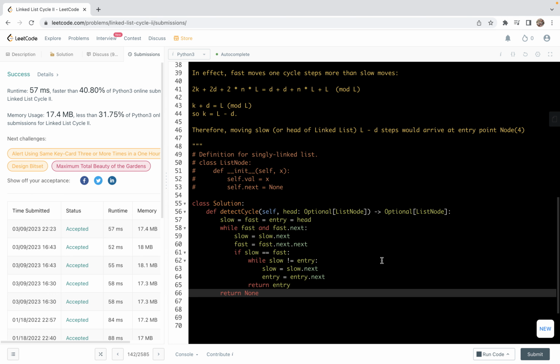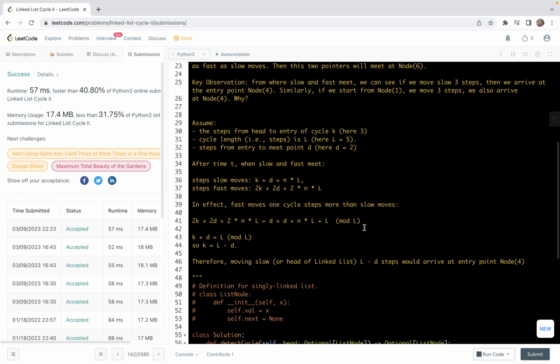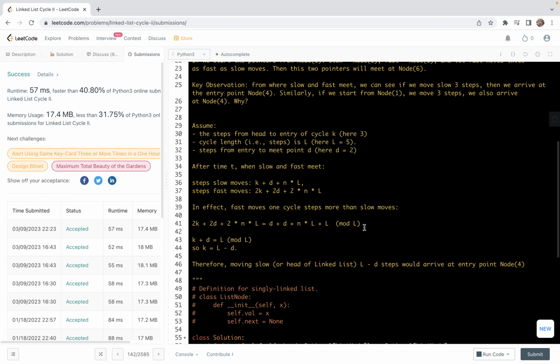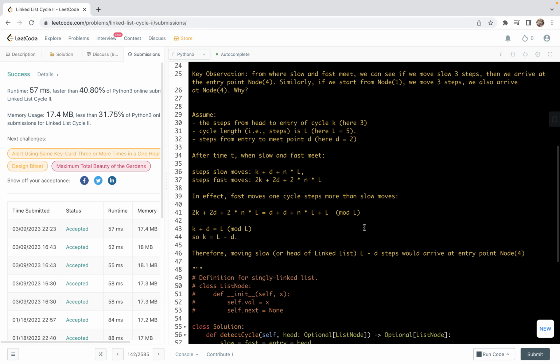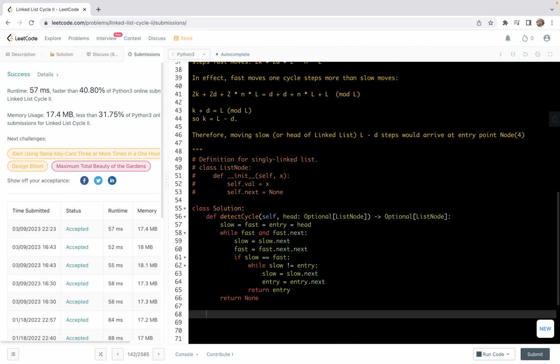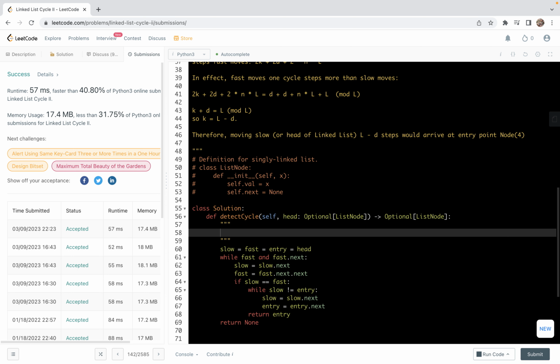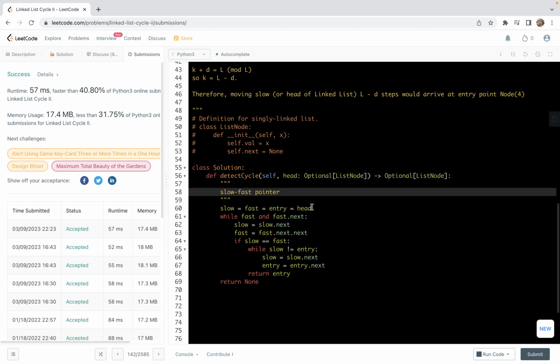So that's actually almost the end of this video. Basically, we analyzed the reasoning, or we explained how to get this entry point one step further after detecting the existence of a cycle. And then we wrote the code. Actually, the code is very short, but it contains a lot of stuff. So now let's first make some annotation here, as for problem 141. Here is a slow fast pointer, right? So the space is O(1). All right.